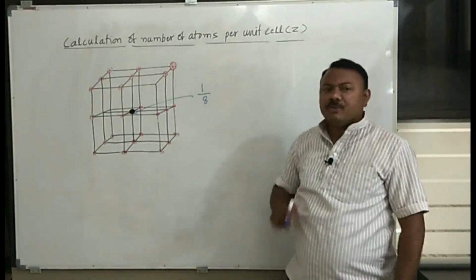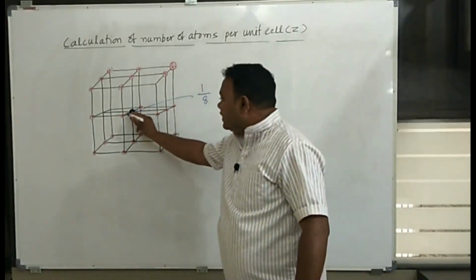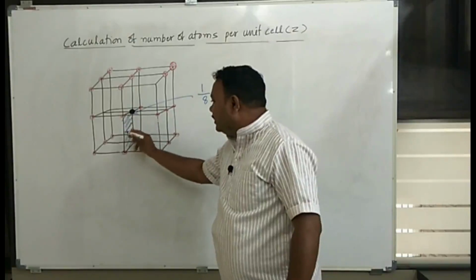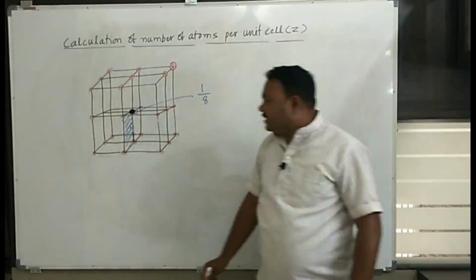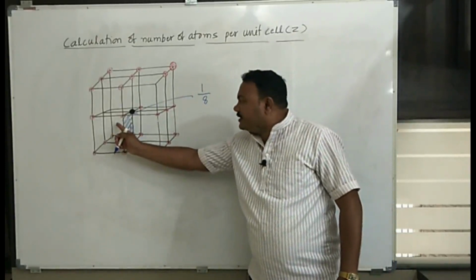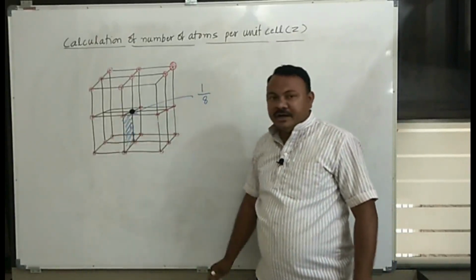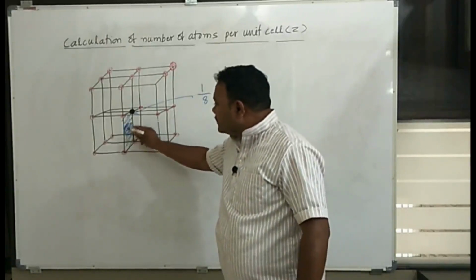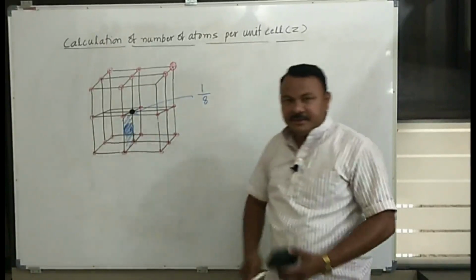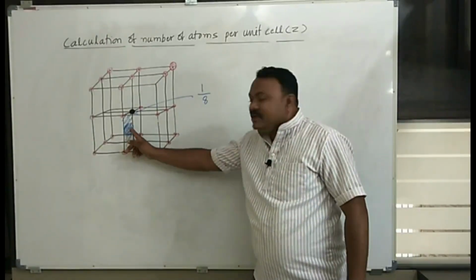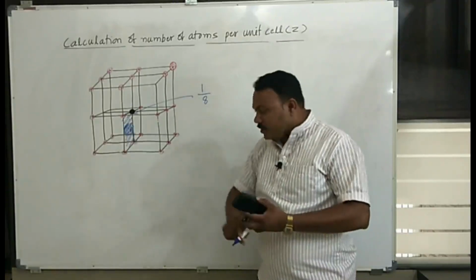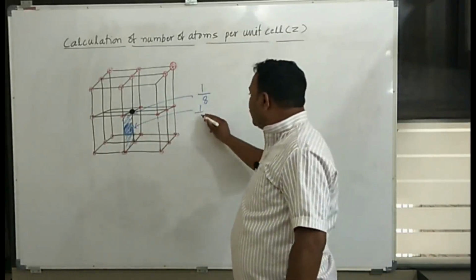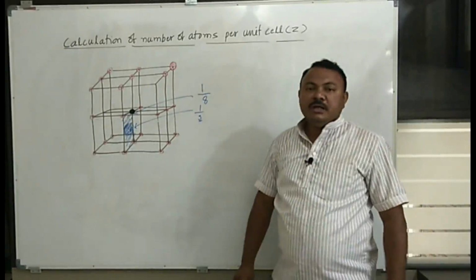Now, I am going to shade a face. Just look at this face which I have shaded using some blue color. This is a face which is common to 2 unit cells. One is on the left side, another is on the right side. So if I take a particle at the center of this face, the face center, it gets equally shared by 2 unit cells. Therefore, every face centered particle contributes 1/2 part for 1 unit cell.